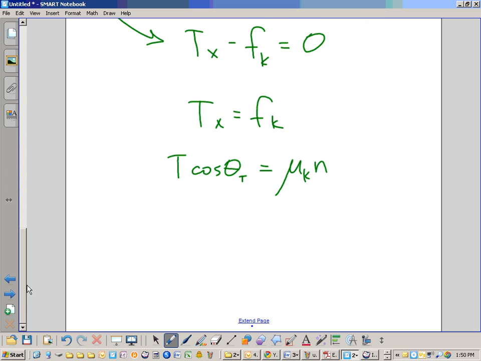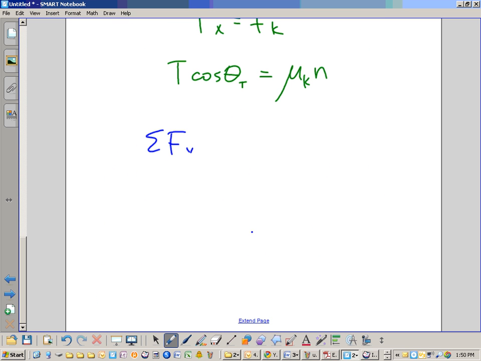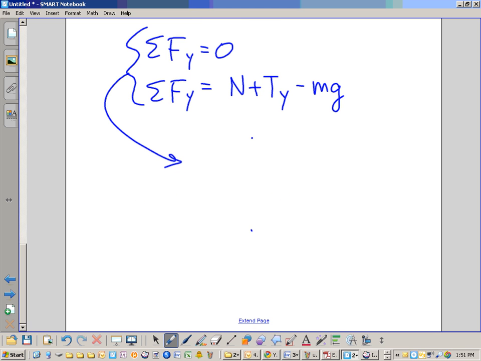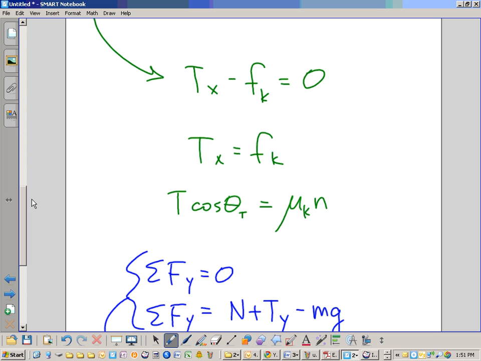Okay? So I'll bring those down here, and we'll say that the net force in the y direction is equal to 0, right? How much force do we need? None, because we have 0 acceleration. Net force in the y direction is equal to, in the positive direction, we have normal force. We have Ty, good. And in the negative direction, mg acting downward. Putting all those together and solving for N, we get N is equal to mg minus Ty, or mg minus T sine theta.